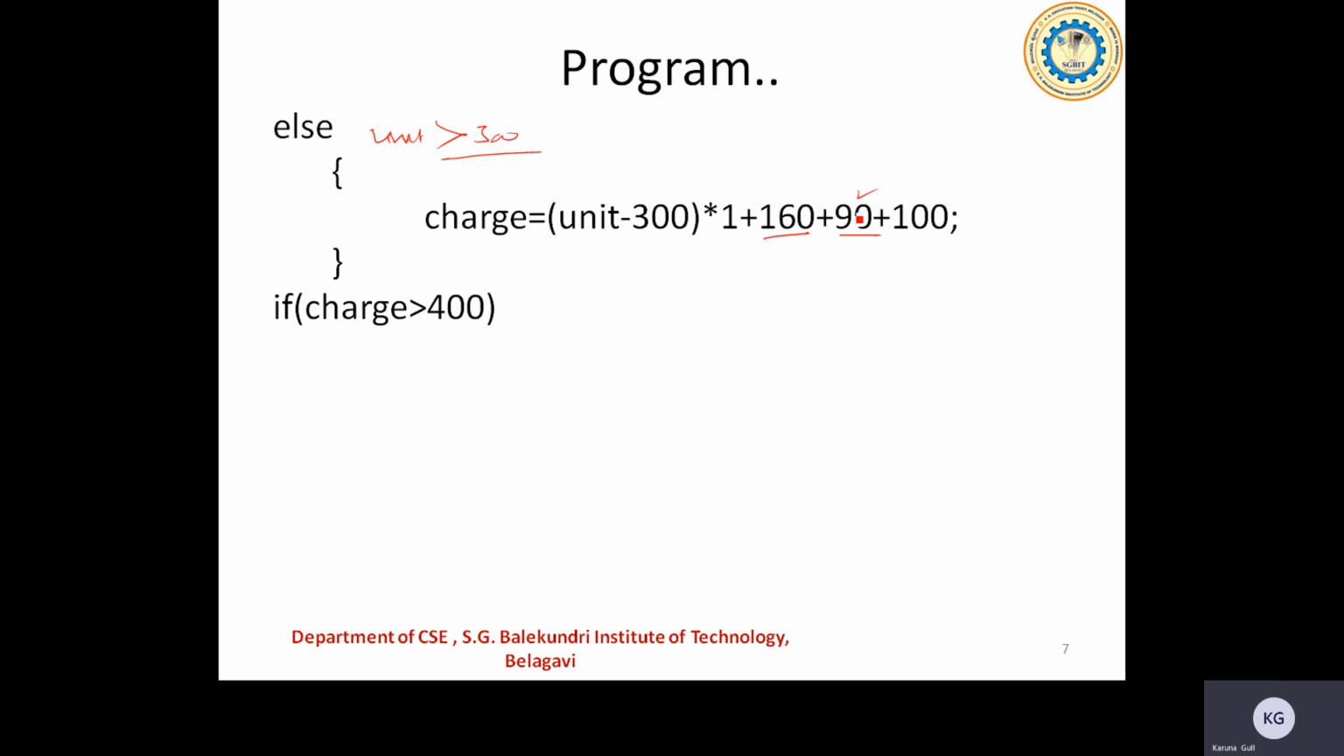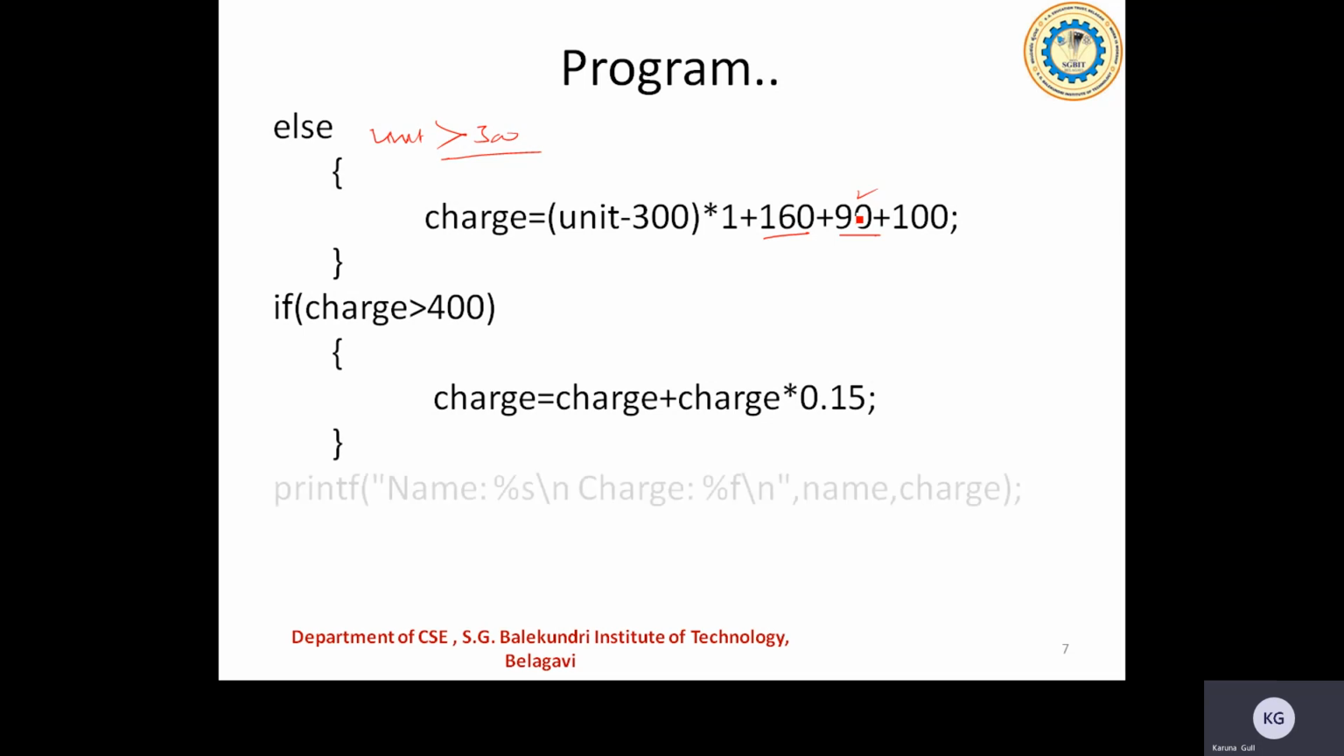So we have ended our LCF ladder, and we got the charge there. Then we'll use a simple if to check whether the amount is greater than 400. If the amount is greater than 400, then we need to pay an extra surcharge, which is 15%, as given over there. So charge is equal to charge plus an extra 15% on the charge that you have calculated. Finally, we are going to print the same thing there.